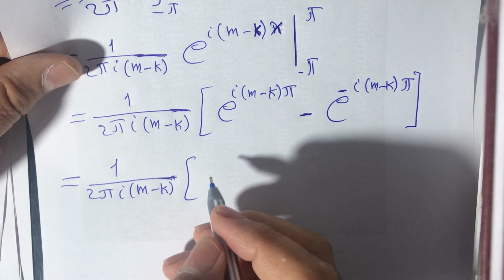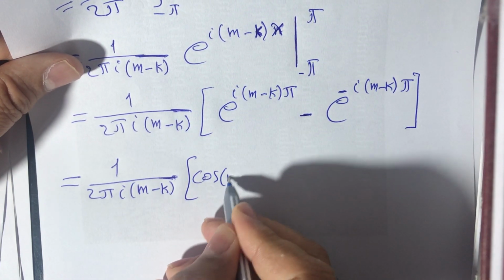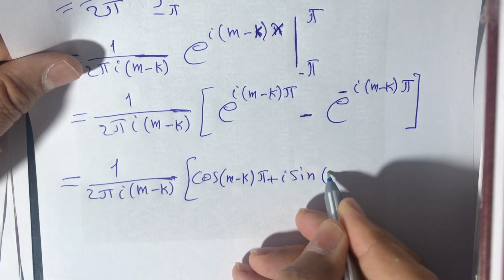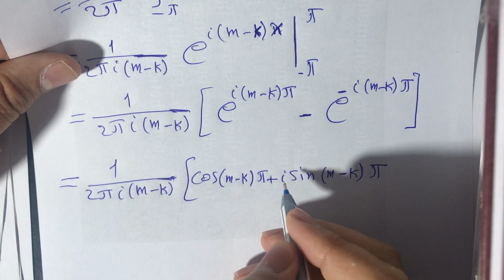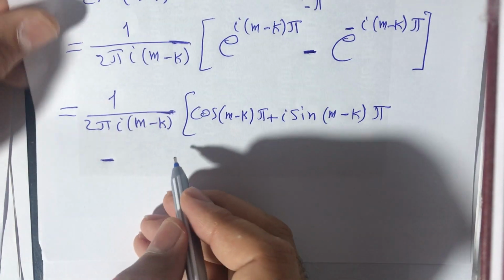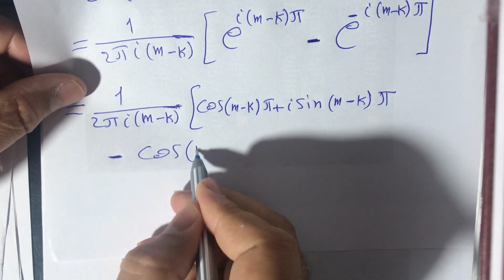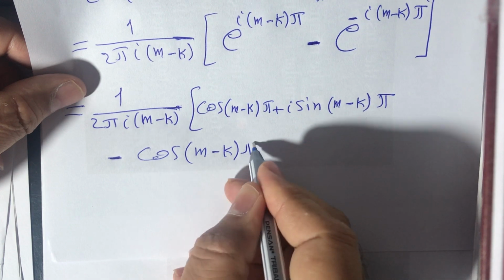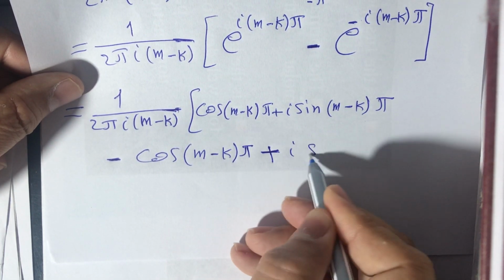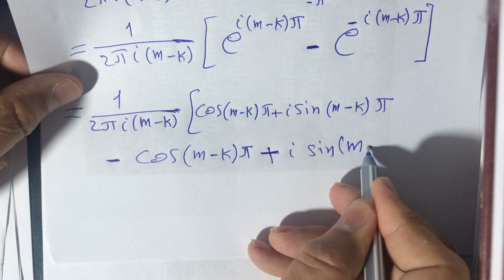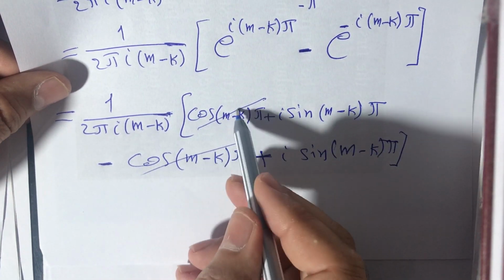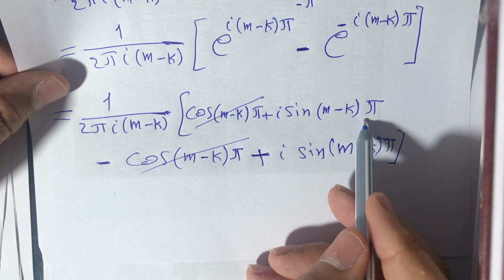By definition, this will be cosine (m minus k)π plus i sine (m minus k)π, minus cosine (m minus k)π, and because of the minus, plus i sine (m minus k)π. The cosine terms cancel because they have opposite signs.